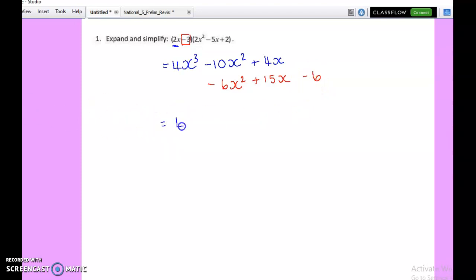Tidying up then, 4x cubed, minus 10x squared minus 6x squared is minus 16x squared. 4x plus 15x is 19x, and we get minus 6 at the end. Okay, 3 marks for a question like that. You'll get a mark for multiplying through by the 2x, a mark for multiplying through by the minus 3, and a mark for correctly tidying it up.